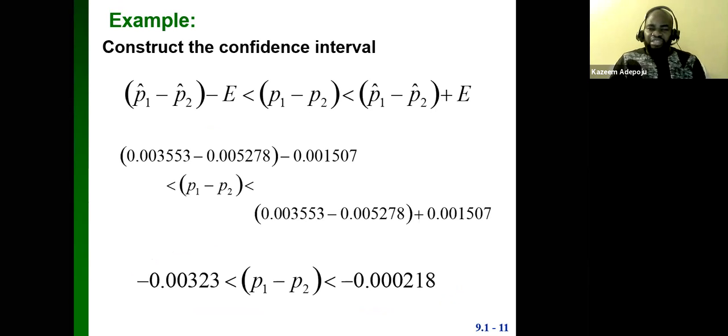But from what we're seeing right now, of course, there is a significant difference, because if you take a look at the interval, there is no way you can have zero between a negative and a negative. You can only have zero between a negative and a positive number. Right now you are not going to have zero, and that indicates that the fatality recorded when an airbag is available and when it is not available are not going to be the same.